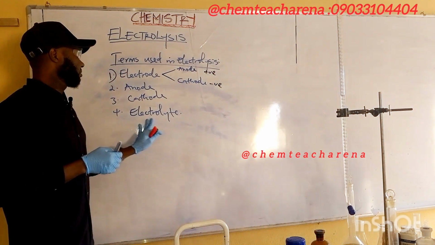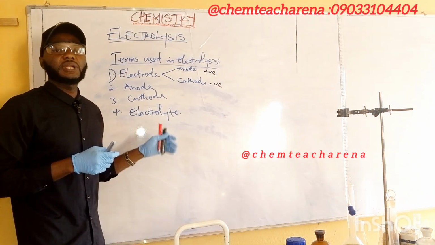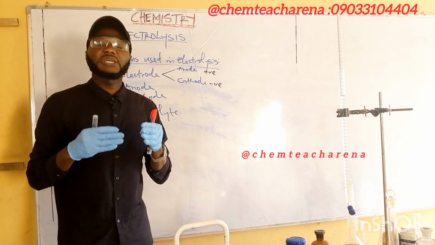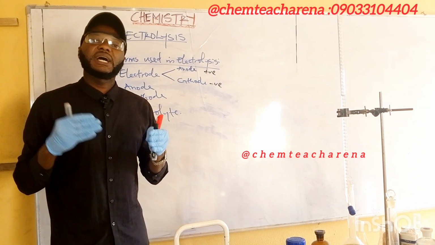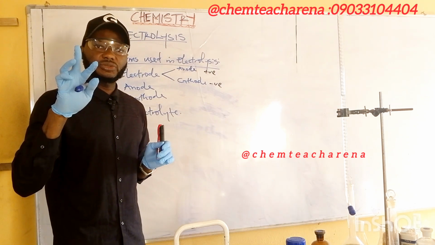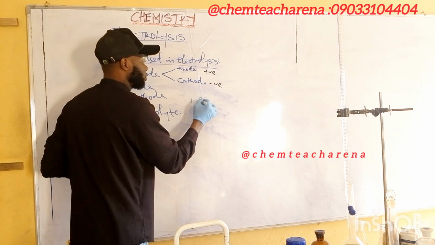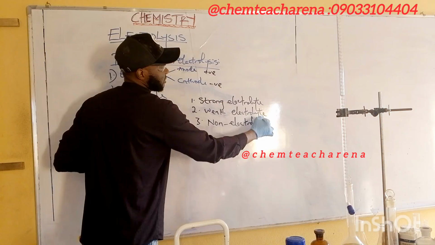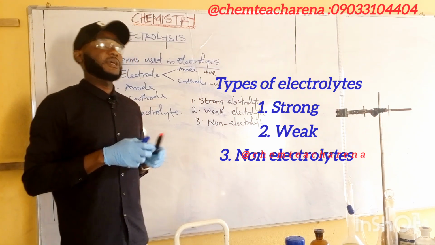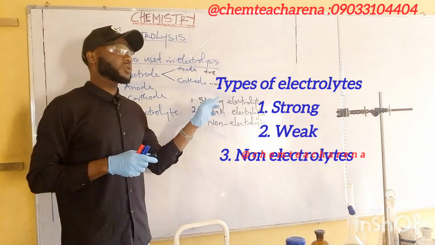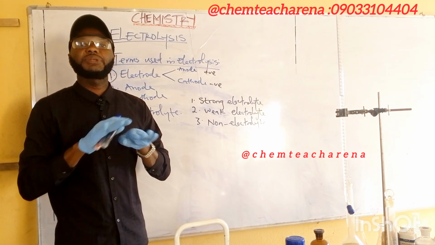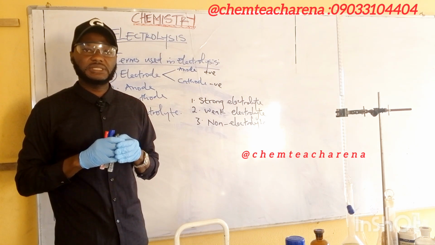Now we look at number 4, which is electrolyte. Electrolytes are substances in liquid form that conduct electricity and they decompose in the process. Electrolytes are further classified into 3 types. First one is strong electrolytes. Strong electrolytes conduct electricity completely and they decompose in the process.